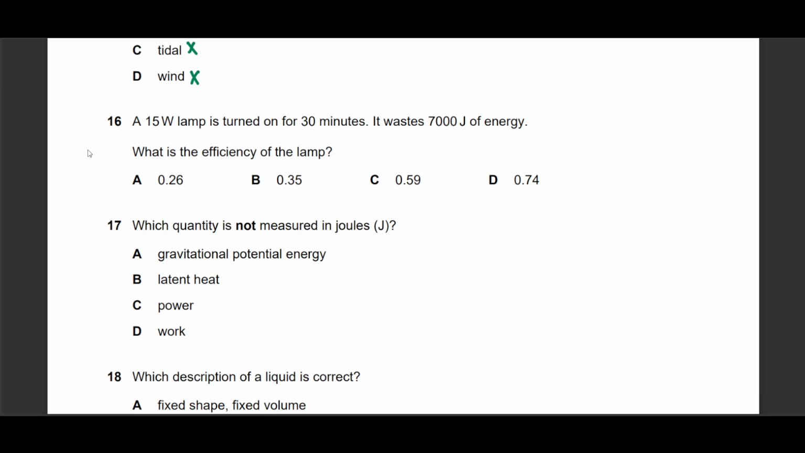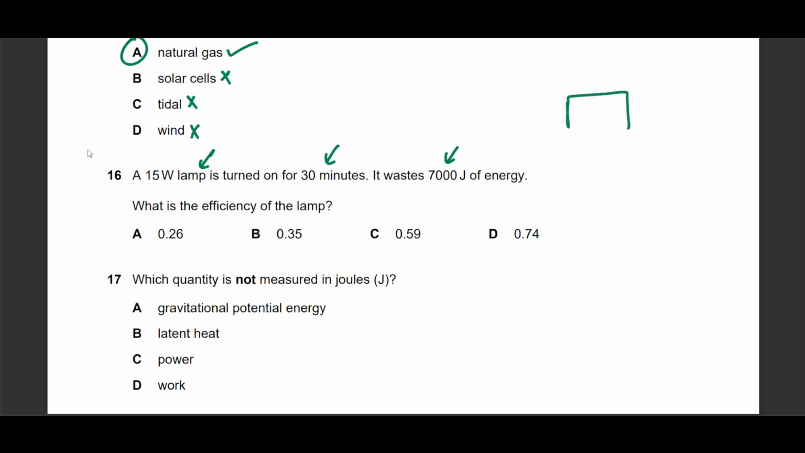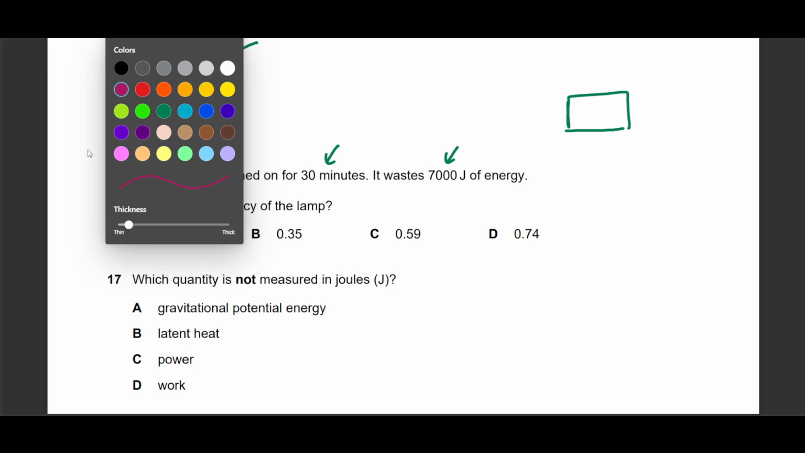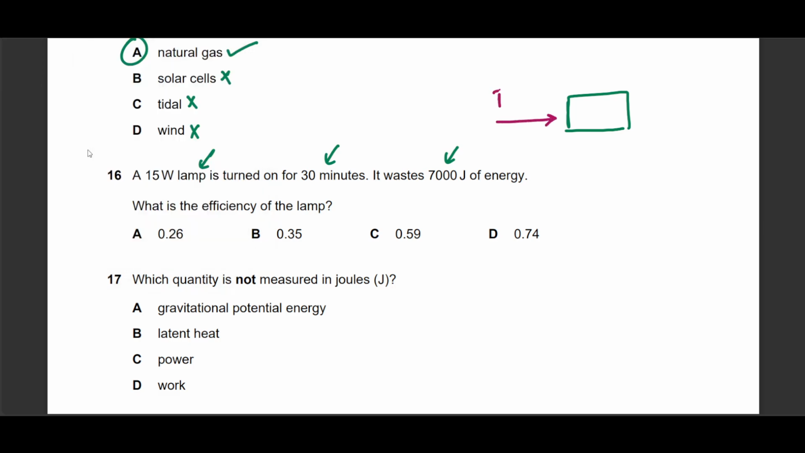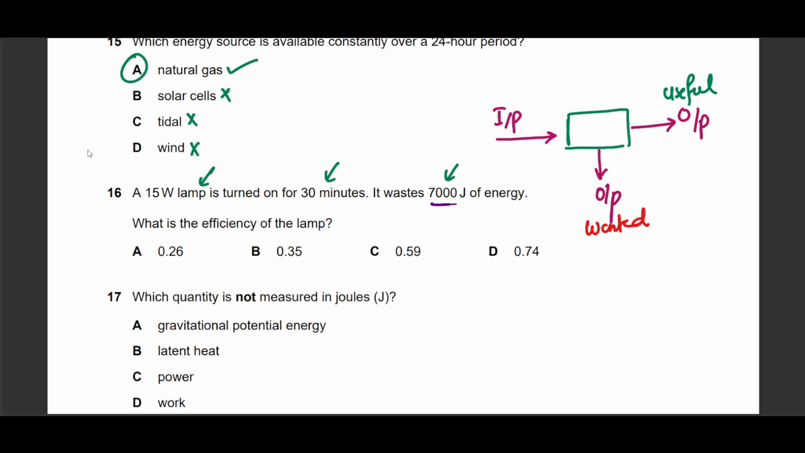Question number 16 suggests there is a 15-watt lamp turned on for 30 minutes that wastes 7,000 joules of energy. What is the efficiency of the lamp? So first, always draw this diagram for an efficiency question. It makes it easy. Whatever input energy we are giving, we don't know that today. Whatever output we are getting, there are always two outputs of the system, output 1 and output 2. Output 1 is generally called the useful output because this is what the machine was designed to do. Output 2 is generally labeled as the wasted output because you didn't design the machine to do it, but it is doing it nonetheless because of its inherent problem. He says it wastes 7,000 joules, which means that the wasted energy is 7,000.